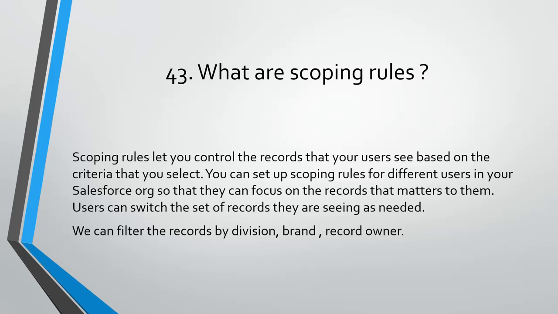What are scoping rules? Scoping rules let you control the records that your users see based on the criteria that you select. You can set up scoping rules for different users in your Salesforce org so that they can focus on records that matter to them. User can switch the set of records they are seeing as needed. We can filter the records by division, brand, record owner.